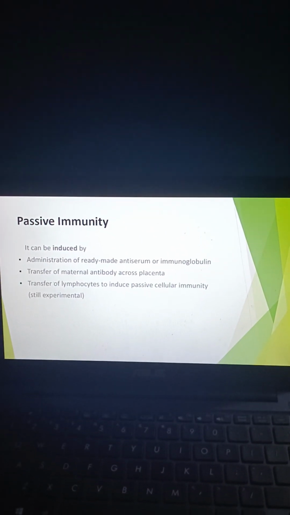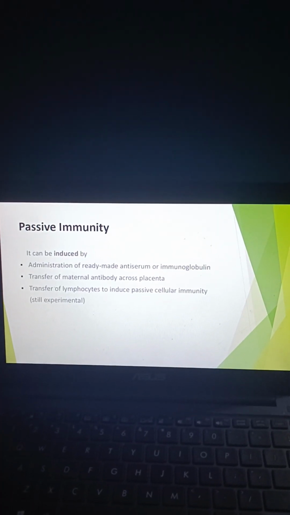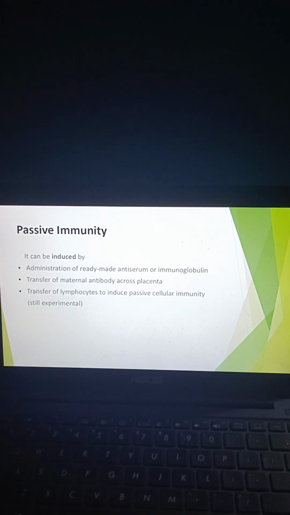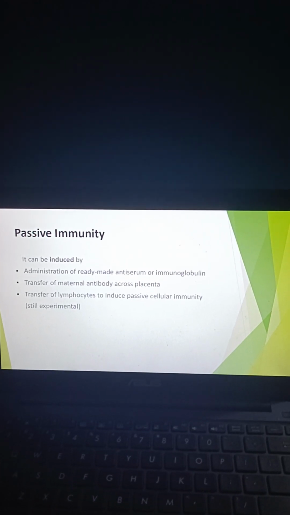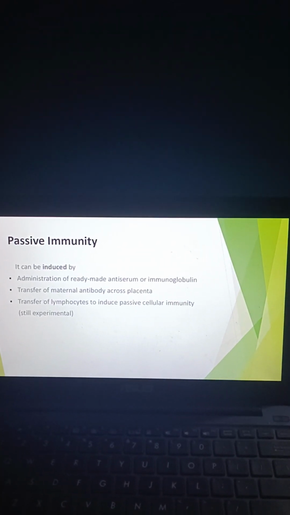Then coming to passive immunity, it can be induced by administration of ready-made antiserum or immunoglobulin, transfer of maternal antibody across the placenta, and transfer of lymphocytes to induce passive cellular immunity. Still, this is experimental.